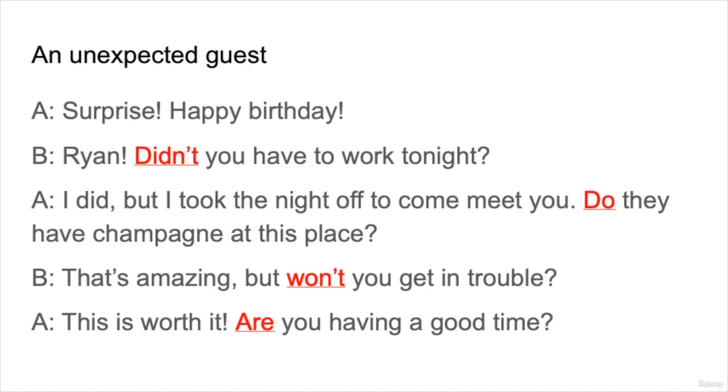So let's read this through and see what it sounds like. Surprise! Happy birthday! Ryan, didn't you have to work tonight? I did, but I took the night off to come meet you. Do they have champagne at this place? That's amazing, but won't you get in trouble? This is worth it. Are you having a good time?